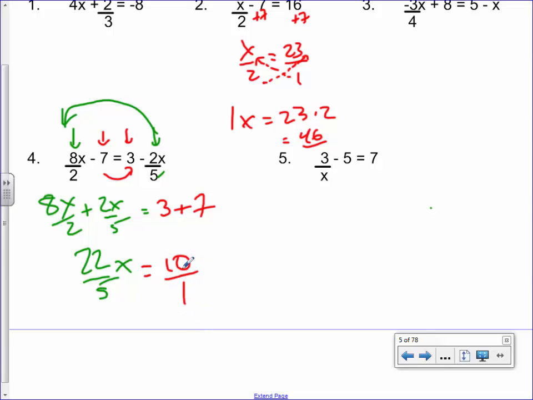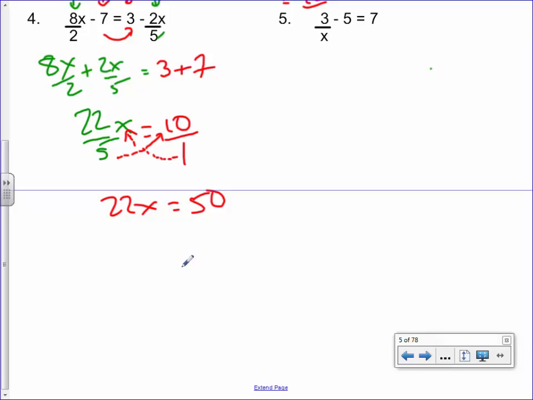Now, this 10 is really 10 over 1. So take the 1 off the bottom and times it up there. It doesn't really do anything. You just get 22x. Take the 5 off the bottom right here, cross it up. 10 times 5 is 50.